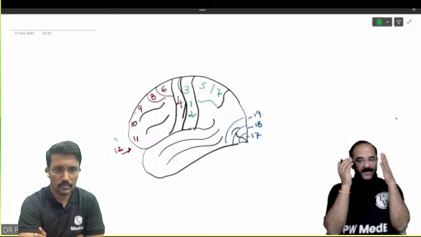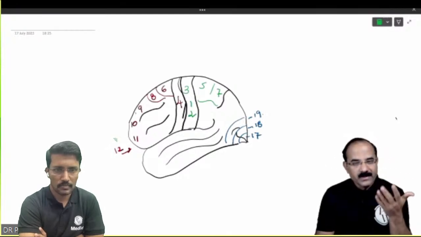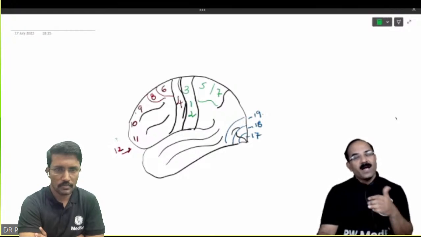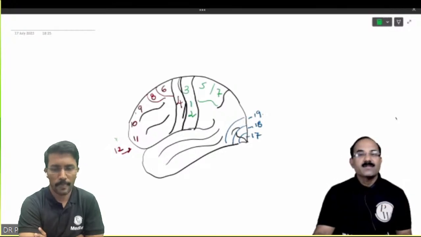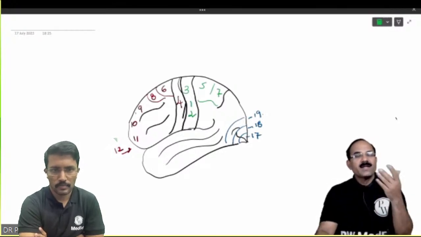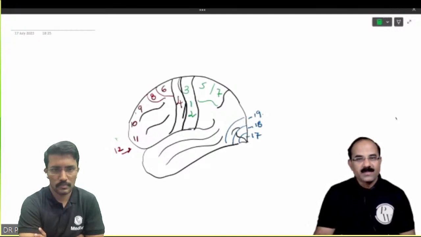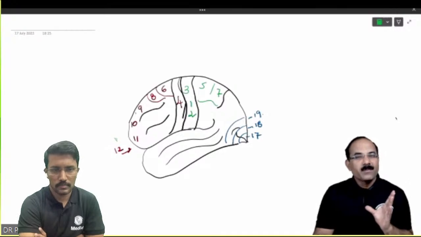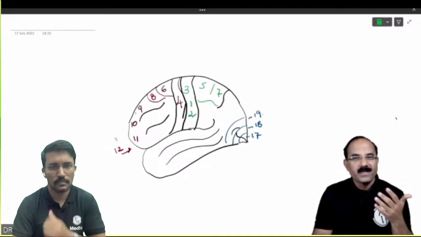So now a person is able to see. So which area is intact? Area number 17. And a person is able to understand what the person is looking at. So what is this area? 18 and 19. So 18 and 19 are known as visual association areas. If area number 17 is damaged, the person is blind. Okay, that is known as cortical blindness.